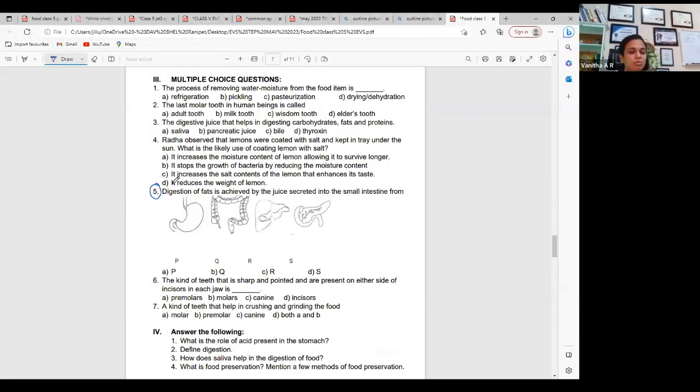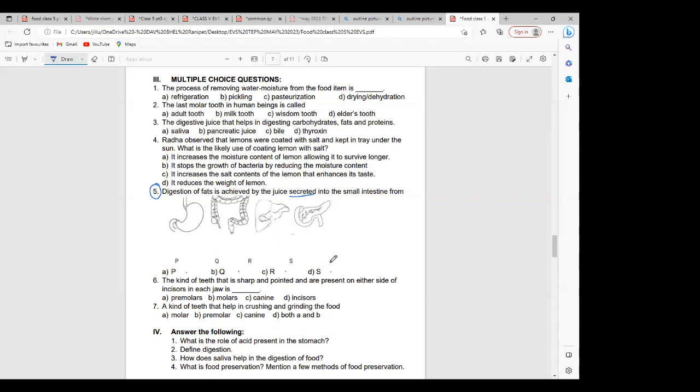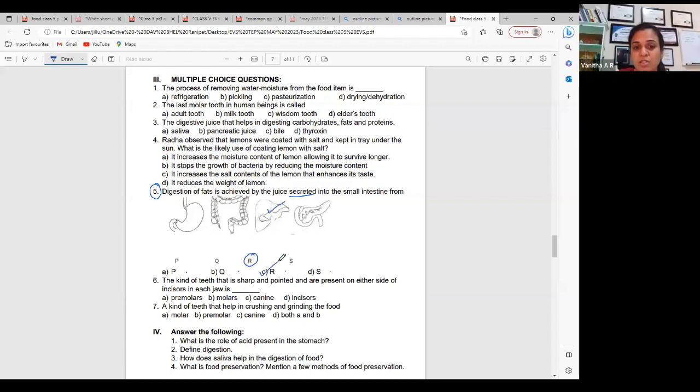I'll give you a minute to go through this and please give me an answer. I'll read the question. Digestion of fats is achieved by the juice secreted into the small intestine from liver. From where? Of course, it is liver. So liver is R. So option is R.